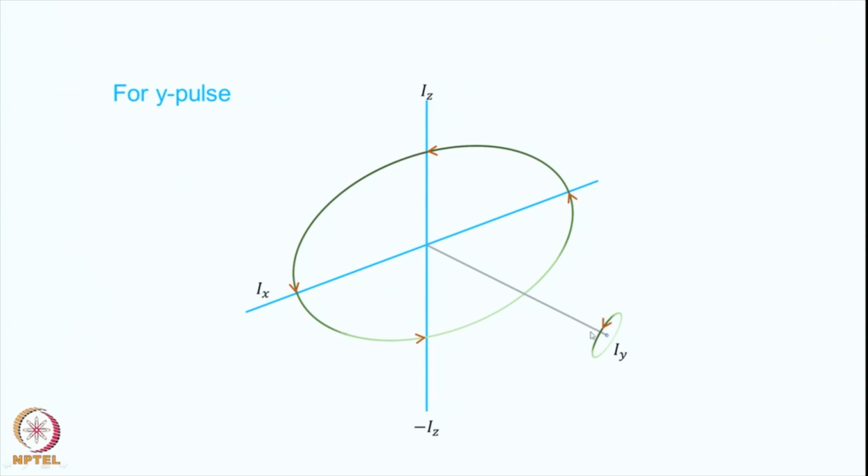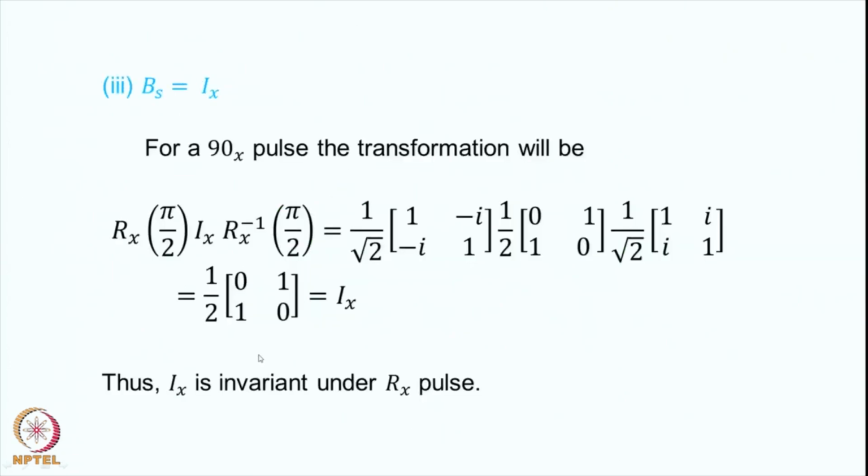So the Y pulse, take this rotation here, you can do the same calculation. So it goes Iz goes to Ix. Notice you have a left handed rotation here. Iz goes to Ix and Ix will go to minus Iz and minus Iz will go to minus Ix and so on. So this is the way we describe the rotation groups, rotation under the influence of the various pulses.